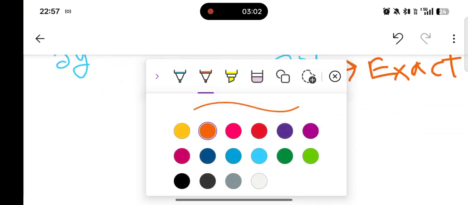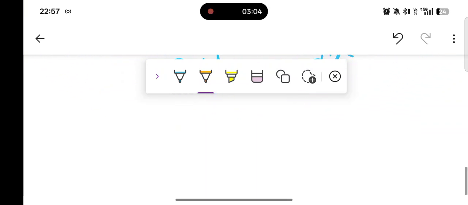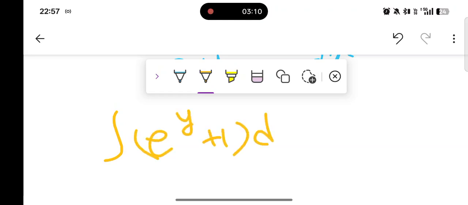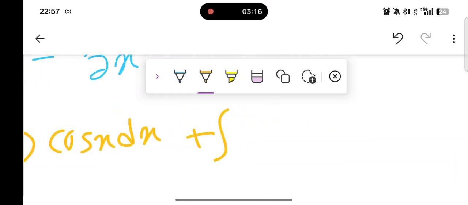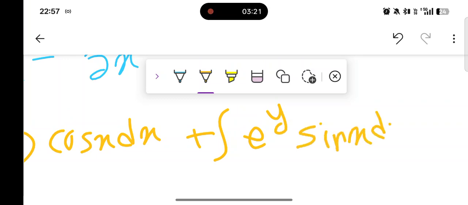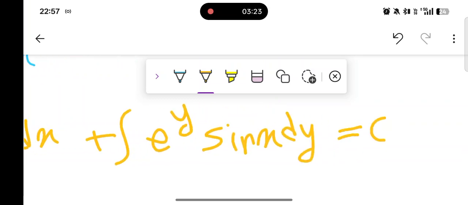So how can we solve? Let me change the color so that you can easily understand. First you need to integrate both sides. So this is the integration of (e to the power y plus 1) cos x dx plus the integration of e to the power y sin x dy is equal to c.